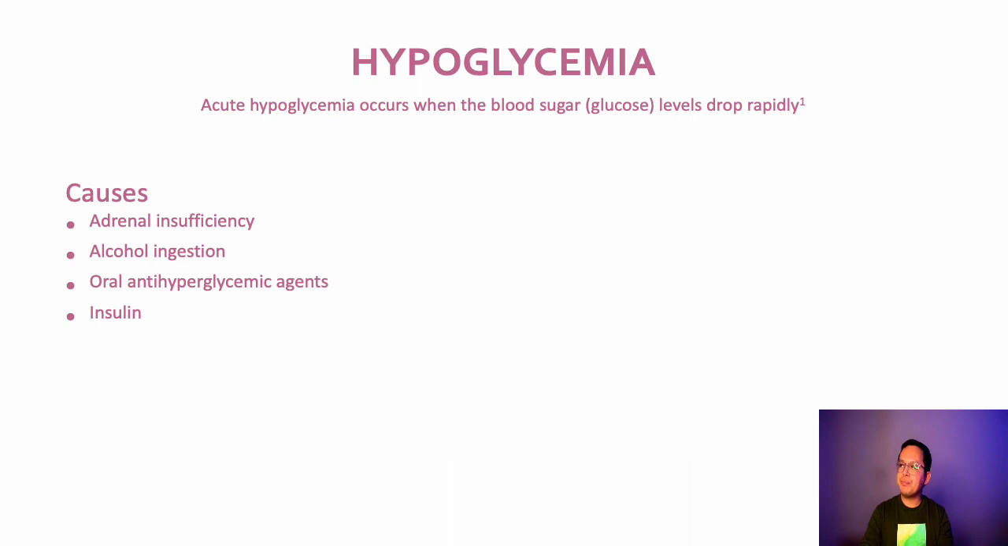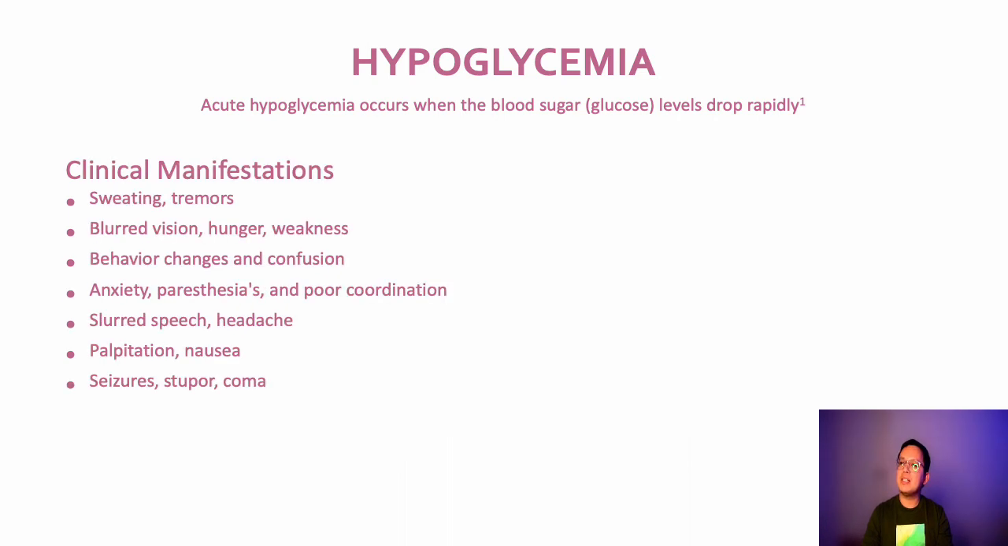So, what are the causes? So the causes of hypoglycemia are the following: adrenal insufficiency, alcohol ingestion, oral anti-hyperglycemic agents, and the use of insulin. These are common causes of hypoglycemia. So clinical manifestations. So when you see these manifestations, make sure you have to check what? Okay, you have to check the sixth, we call it the sixth vital sign. Blood sugar, how to check blood sugar.